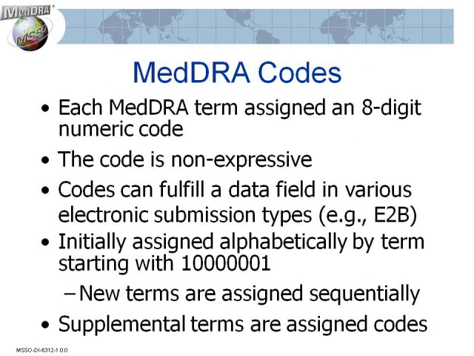MedDRA codes. Within MedDRA, code refers to the 8-digit number assigned to each term. Each term has a unique non-expressive code, which means that no information can be derived from the digits within the code. Initially, the codes were assigned in alphabetical order, starting with 1, 6 zeros, 1, but that's no longer the case. New terms added to the terminology are assigned the next sequential number. Previously used MedDRA codes are usually not reused.